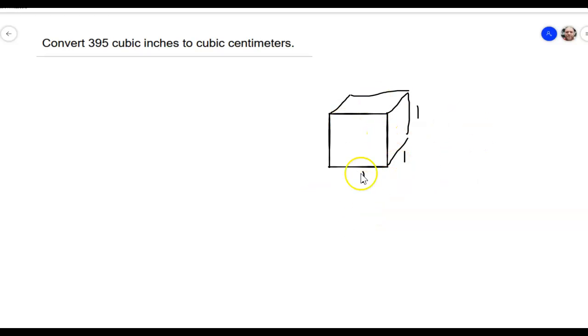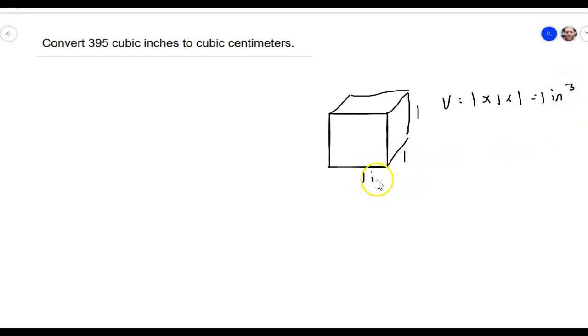This is 1 inch. Then the volume of this cube is just 1 cubic inch, right? Because the volume of a cube is length times width times height. So volume is equal to 1 times 1 times 1, which is equal to 1 cubic inch.